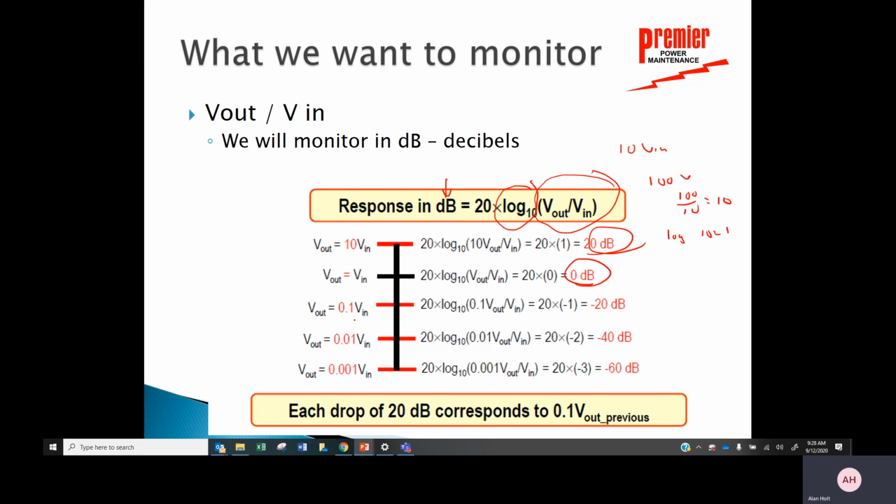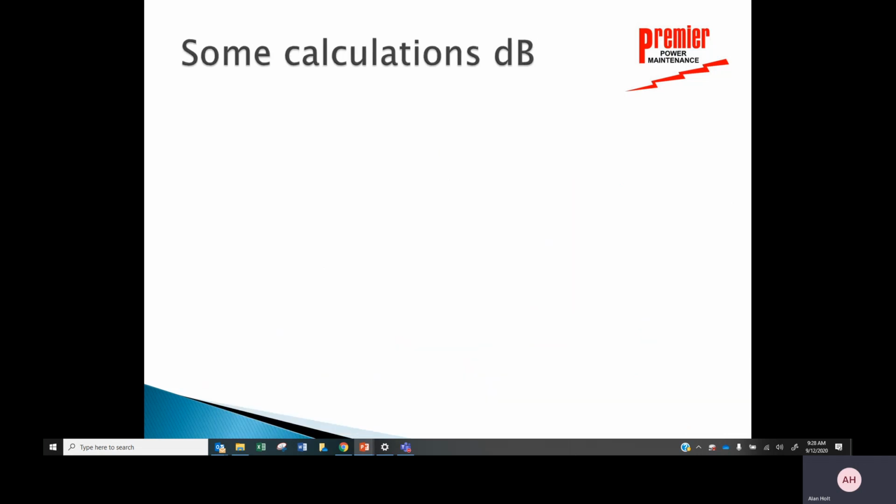If I have 1/10 the output of what I had for the input, it would be minus 20 dB. 1/100th is minus 40 dB. So I hope you can see the pattern here: every time I go down by a factor of 10, like 10 to 1 to 1/10 to 1/100th to 1/1,000th, I go down 20 dB. Okay, so each drop of 20 dB corresponds to 0.1 of the previous number. And we can do some of those things as well.